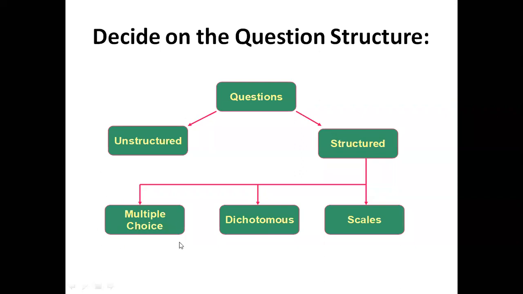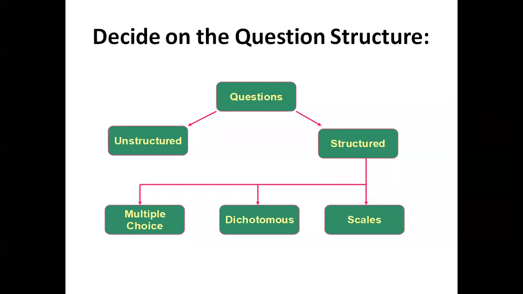The first one, multiple choice questions. A question with multiple choices is called a multiple choice question. For example, from the following mobile brands, which mobile brand or brands are you aware of? First option, Samsung. Second option, Micromax. Third option, Honor. Fourth option, Samsung. Fifth option, Sony, Lava, Carbon, Oppo, Vivo. So I will give all these options.